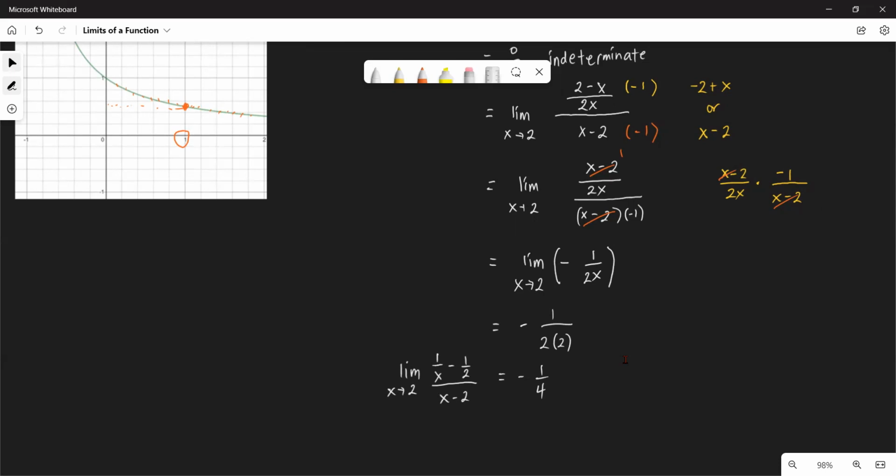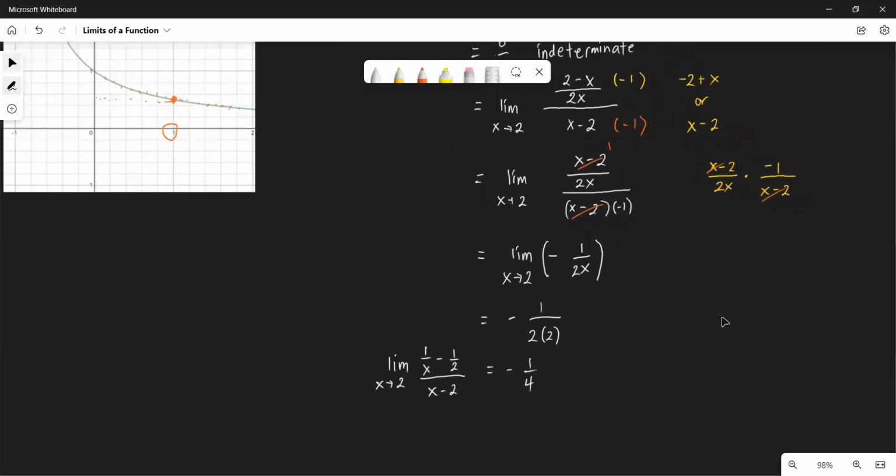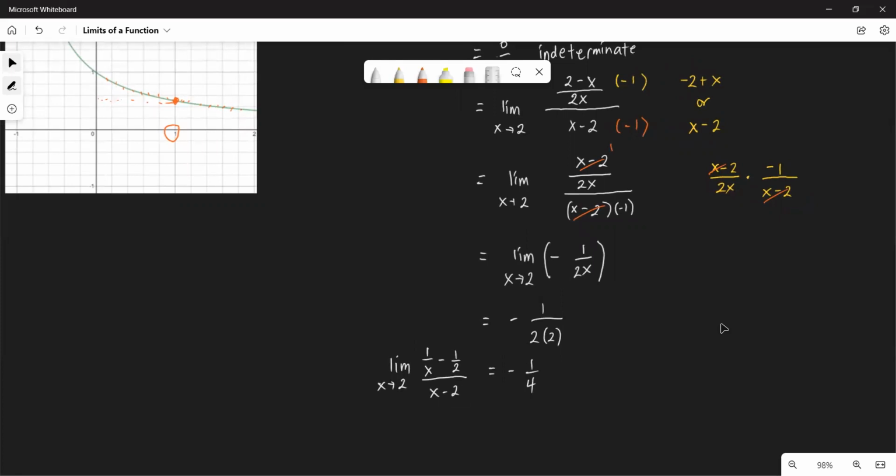All right, so that's all on the limits in indeterminate form. Up next would be the limits at infinity and infinite limits. They are two different things.